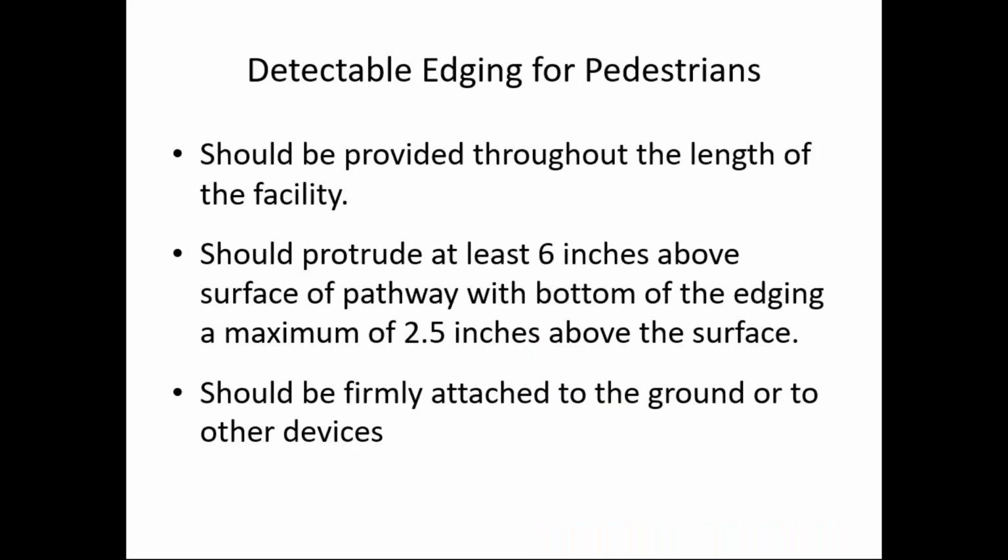What about detectable edging for pedestrians? You need to provide it throughout the length of the facility, where you may be detouring pedestrians, or maybe the route narrows or something like that. A key provision is they need to protrude at least 6 inches above the walking surface, with the bottom of that edging a maximum of 2.5 inches above the surface. And they need to be firmly attached to the ground or some other device. So in other words, they should not move.